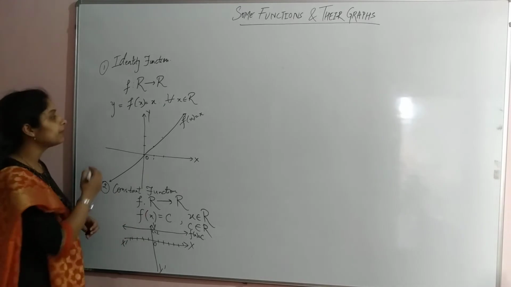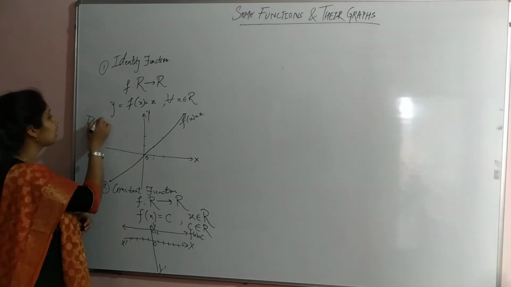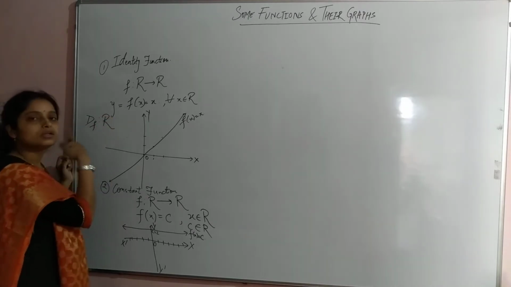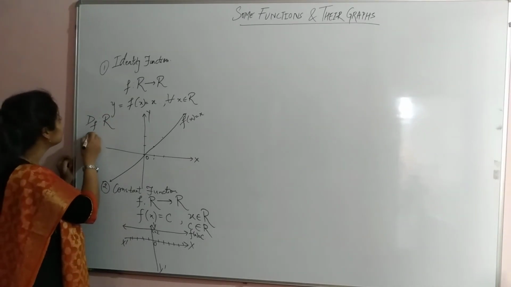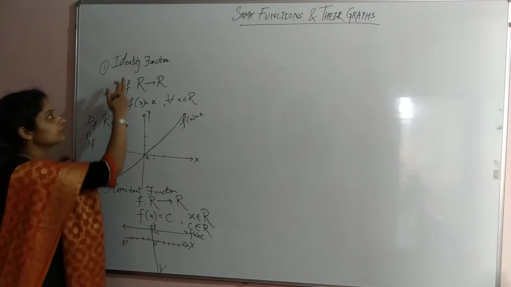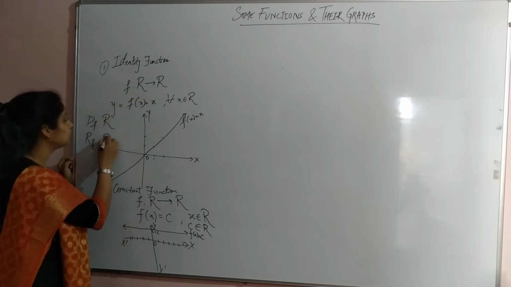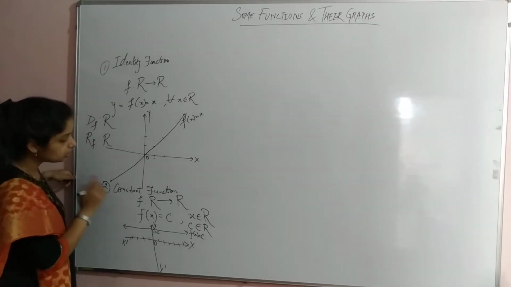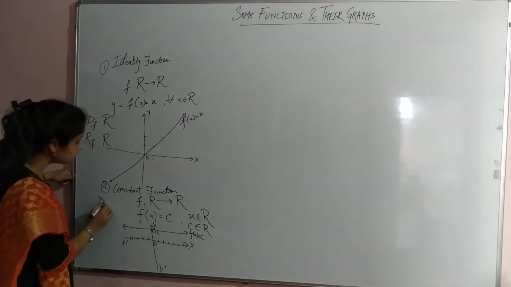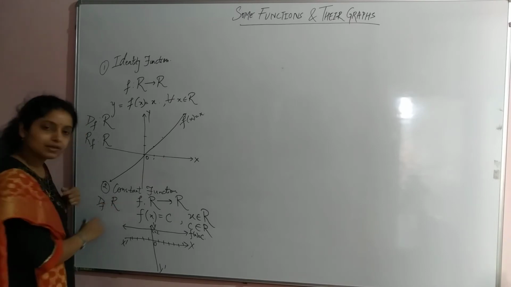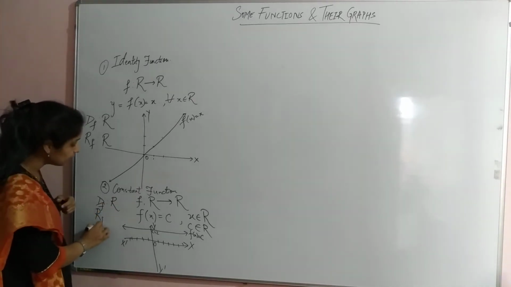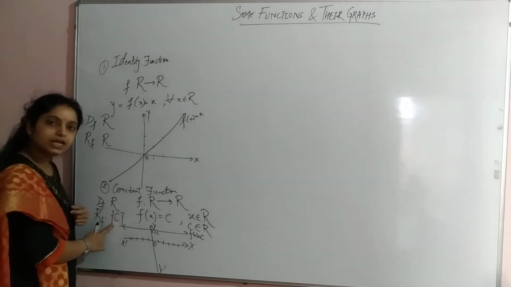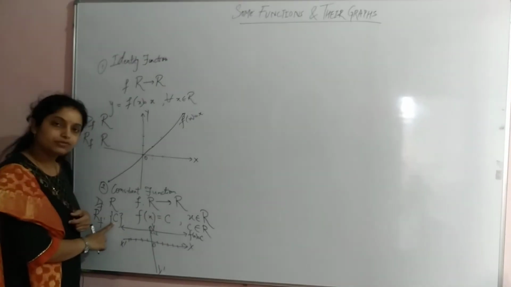Now if we talk about the domain of these functions, in the identity function, the domain is the whole set of real numbers. And the range is again the set of all real numbers. But for the constant function, the domain is the set of real numbers, but the range is only the singleton c, because we are getting the same constant c for each value of x.